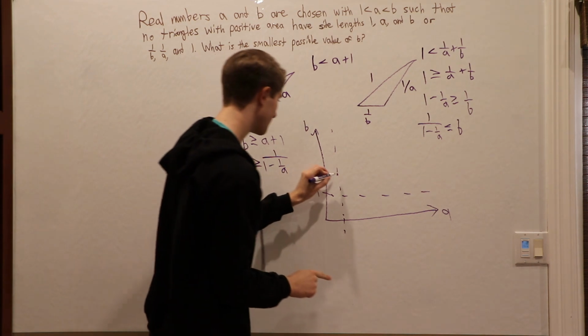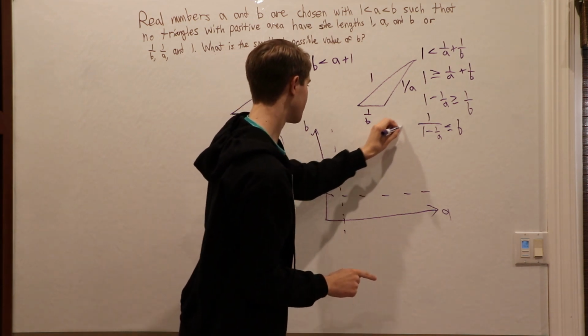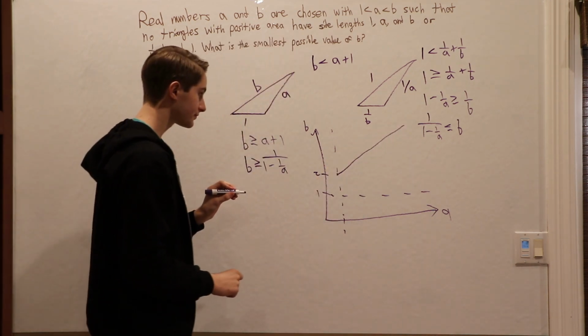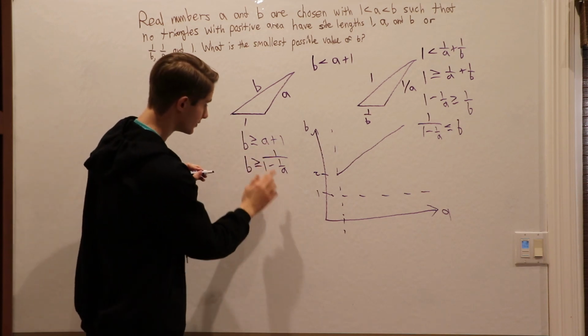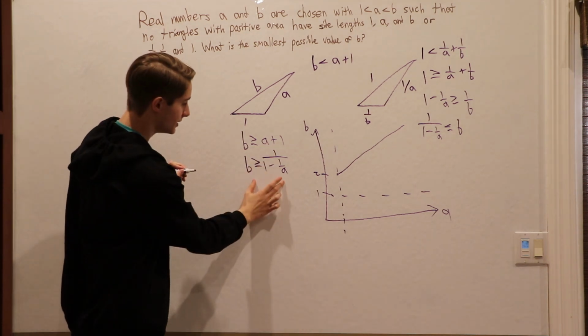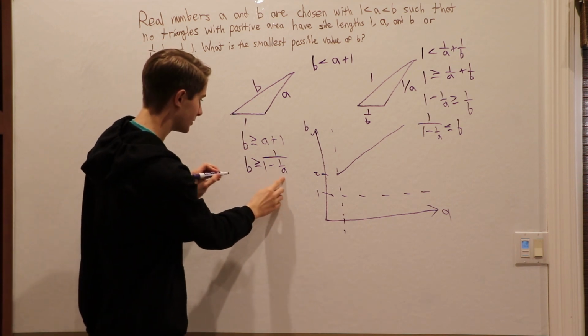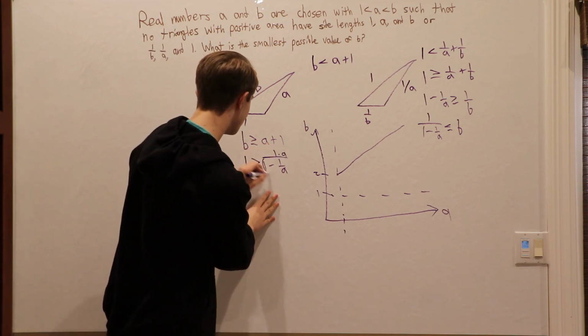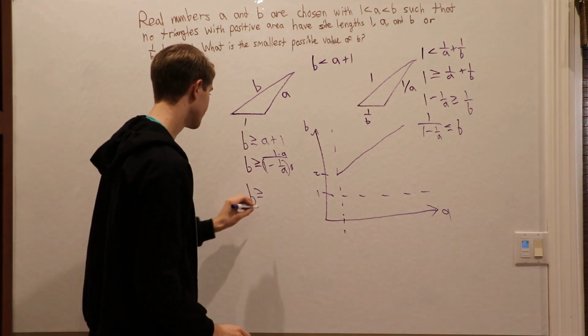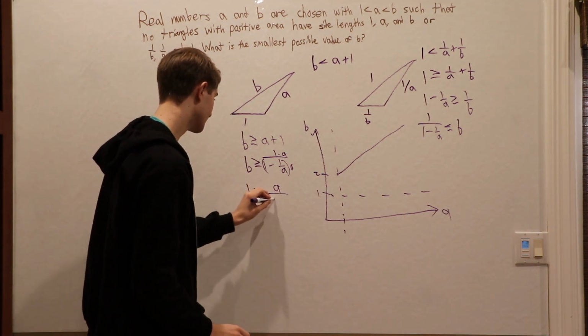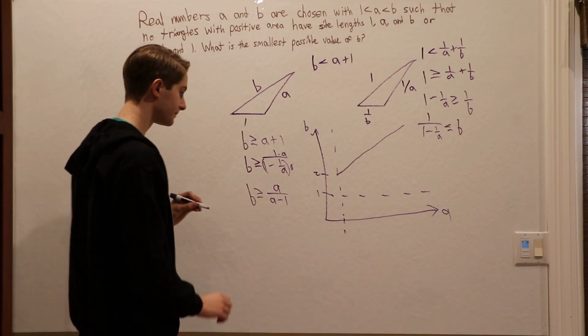And then this line is just going to go straight up like that. And then the other equation, b is greater than or equal to 1 over 1 minus 1 over a. To make this easier to deal with, because we have a complex fraction here, let's multiply by a on the top and bottom to get rid of that. And that'll give us b is greater than or equal to a over a minus 1.